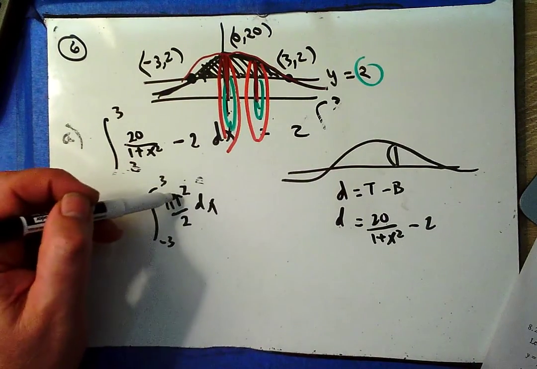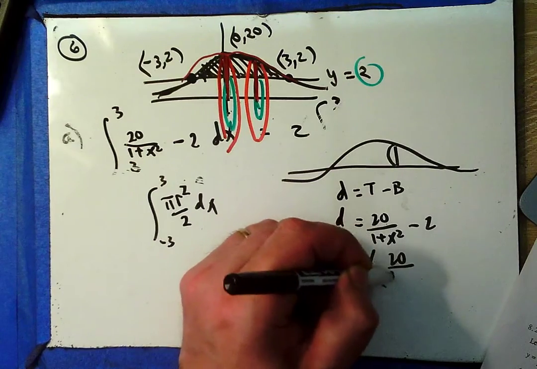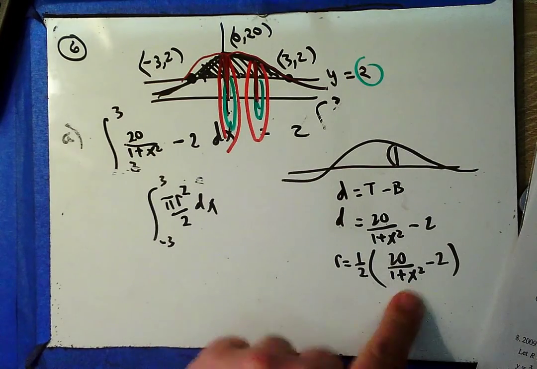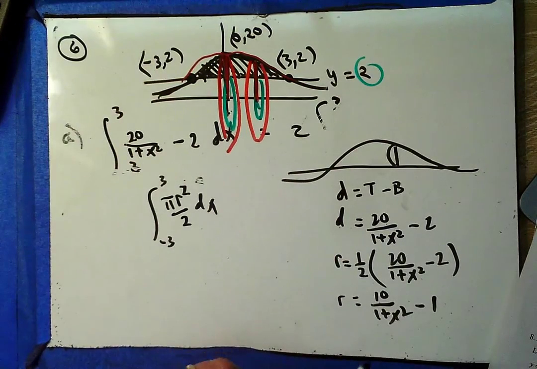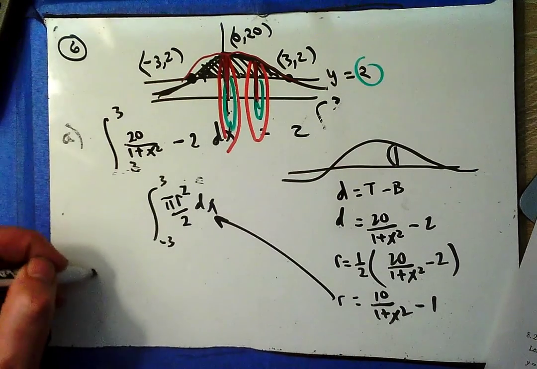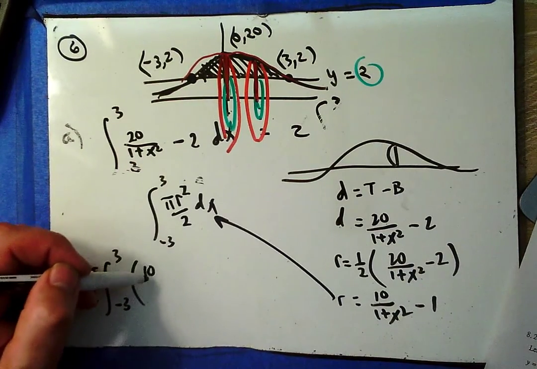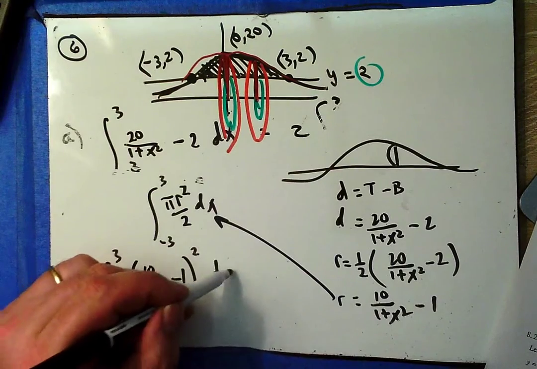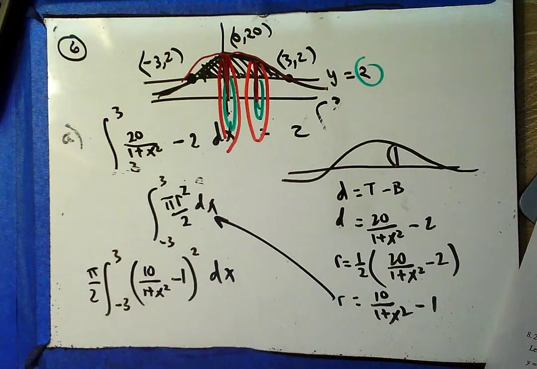So we need a radius, not a diameter, and therefore our radius is going to be half of 20 over 1 plus x squared minus 2. You could, of course, distribute this 1/2 and now have r equals 10 over 1 plus x squared minus 1 as the radius. And this is what we want to put in here. So we've got pi over 2 times the integral from -3 to 3 of r, which is 10 over 1 plus x squared minus 1, squared, dx. Don't forget, pi r squared. So many people leave that squared off. Watch out.